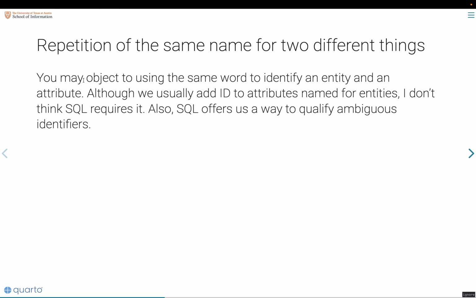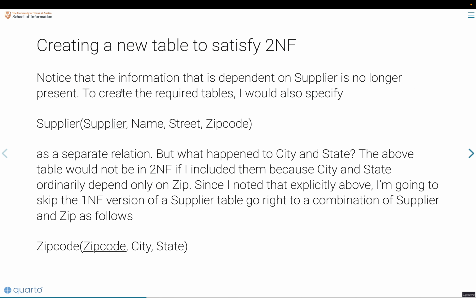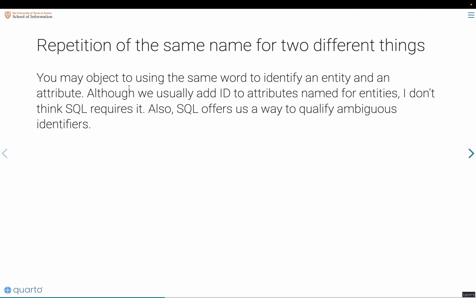You may object to using the same word to identify an entity and an attribute. So here we had an entity called supplier and an attribute called supplier. And you might object to that. We usually add ID to attributes named for entities, but SQL does not require it. And SQL offers us a way to qualify ambiguous identifiers.